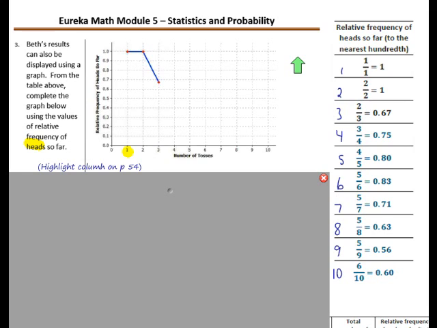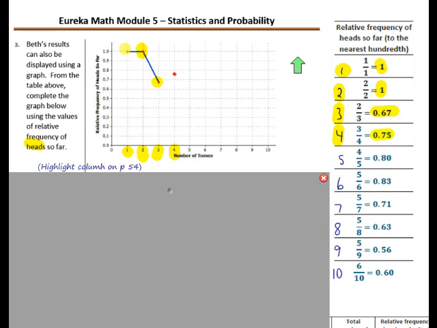So here, the number of tosses is on the x-axis. So we have 1 toss, and the relative frequency is 1, and there's the point. I'm going to delete these highlights after we do them. Then the second toss is here, and the relative frequency is here. The third toss is here, and the relative frequency is 0.67, which is more than 6 but less than 7. So our next point is going to be the fourth point along the x-axis, and then we'll follow it up to 0.75 on the y-axis. So 0.75 is right about here.